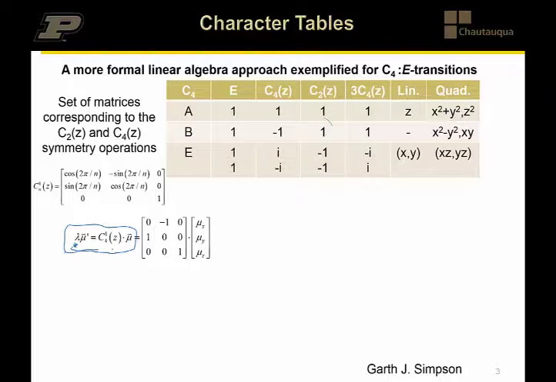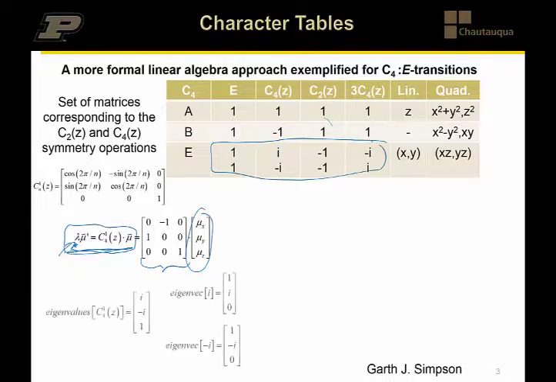This actually, if you look at it, is exactly what you would solve in an eigenvector eigenvalue problem. We've got a matrix times a vector yields a scalar times that same vector. So if I know the eigenvectors and eigenvalues of this matrix, I should be able to identify what relationships between mu, in other words the eigenvectors, will yield the corresponding eigenvalue that we want from the character table. Hopefully that makes sense.